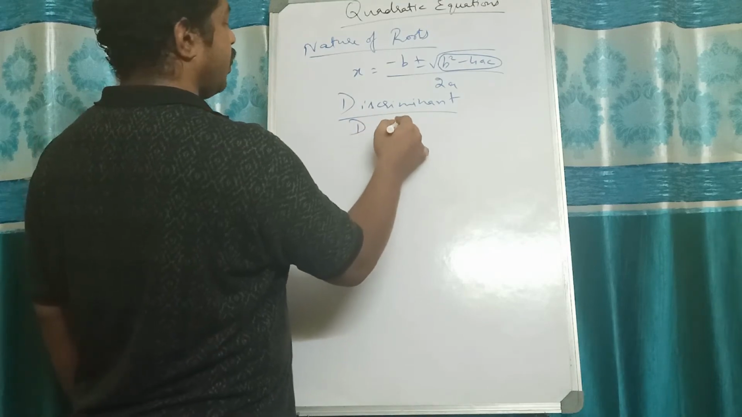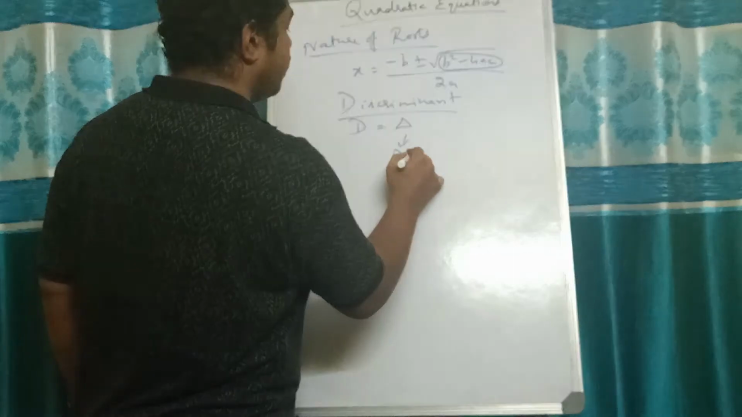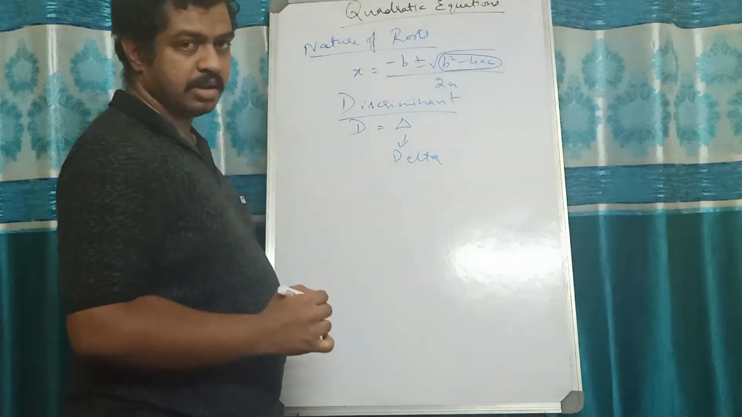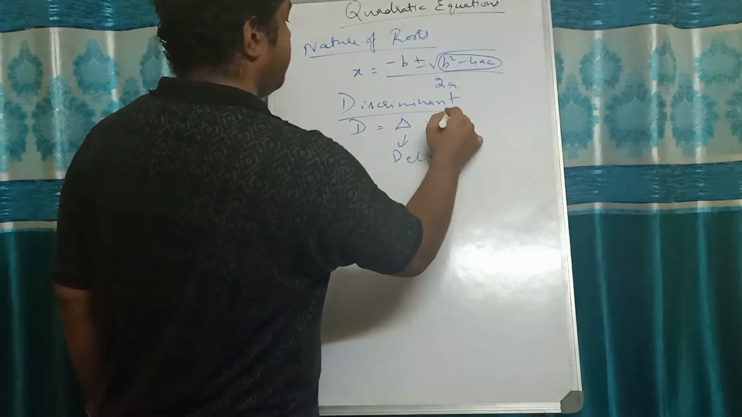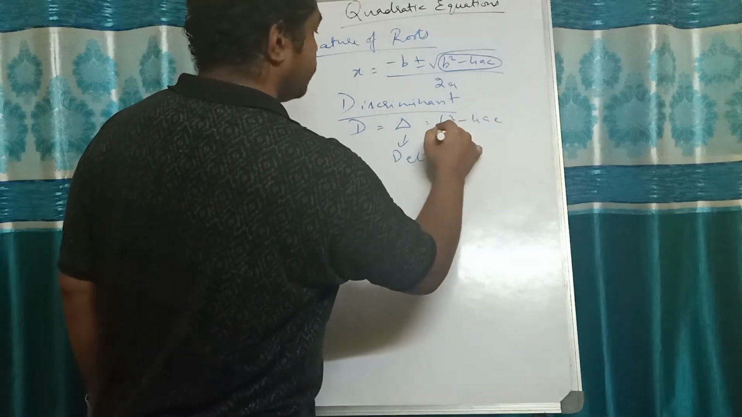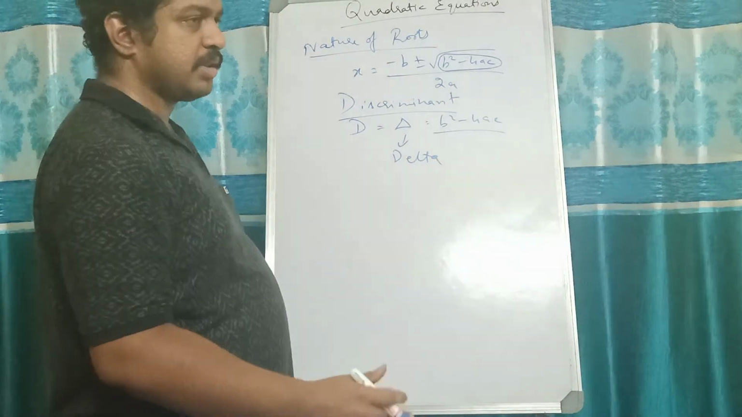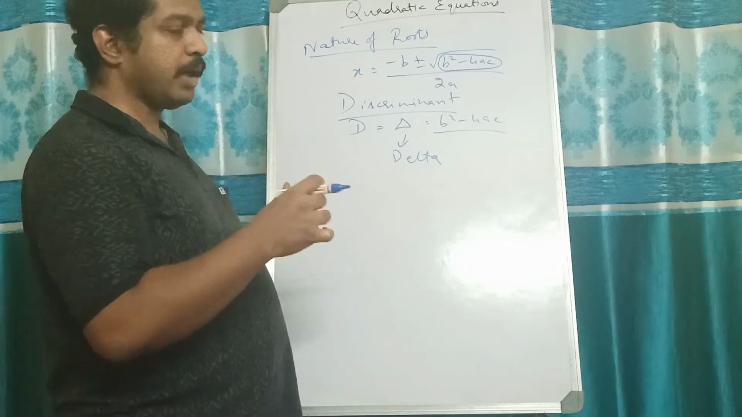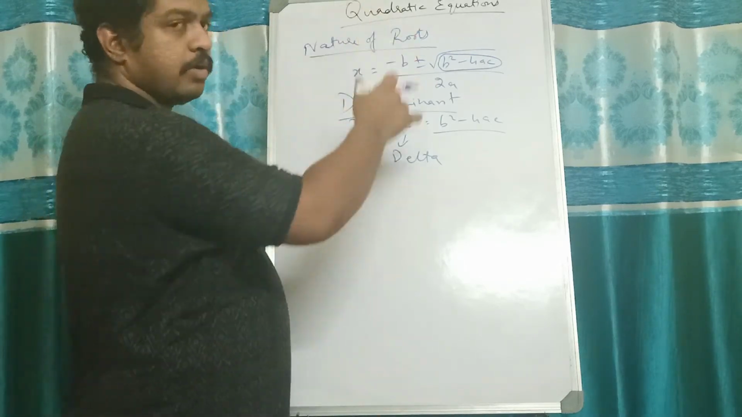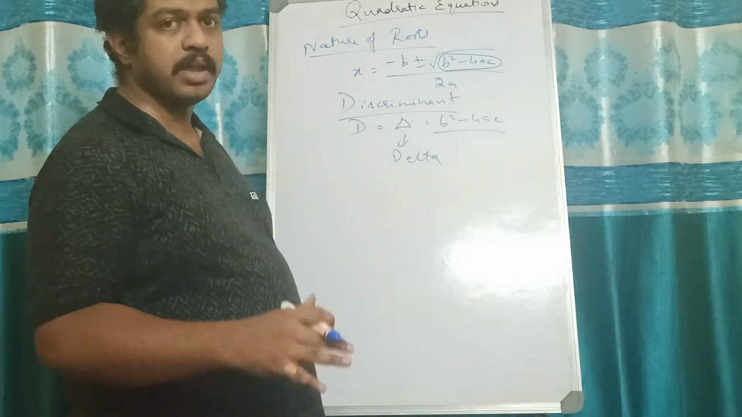In some books they will also use this small triangle, which is called delta in the Greek language. That's called the discriminant value, and the formula is given by b square minus 4ac. By finding this value and knowing whether it is equal to 0, greater than 0, or lesser than 0, we can find out the nature of the roots for that particular quadratic equation.